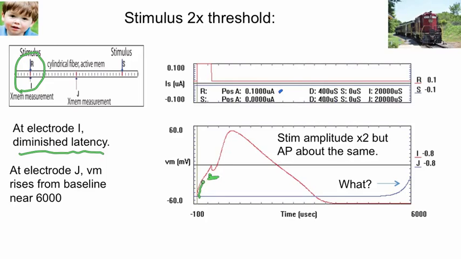So here is the stimulus. Then the latency, that time interval between the end of the stimulus and the start of the action potential, is now much shorter than before. And then we have the big action potential at position I. Now, what's happening over here in the middle of the strand at J? Well, it still doesn't seem like much. But here's something happening at the end, near 6,000. Maybe there is something happening there after all.